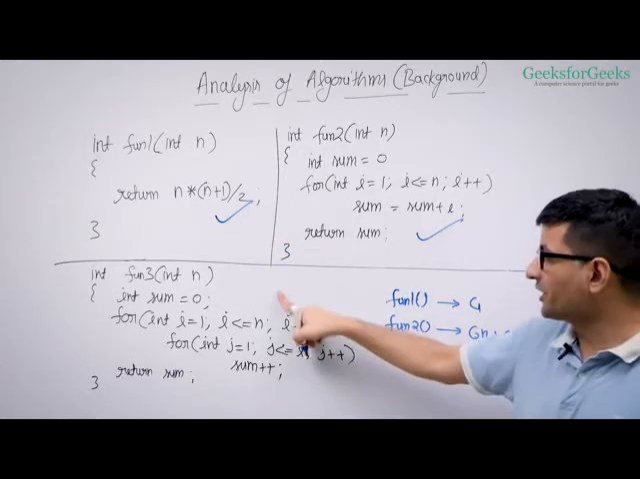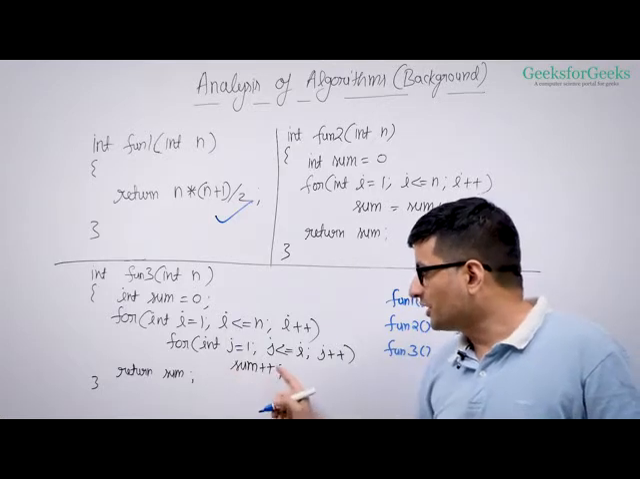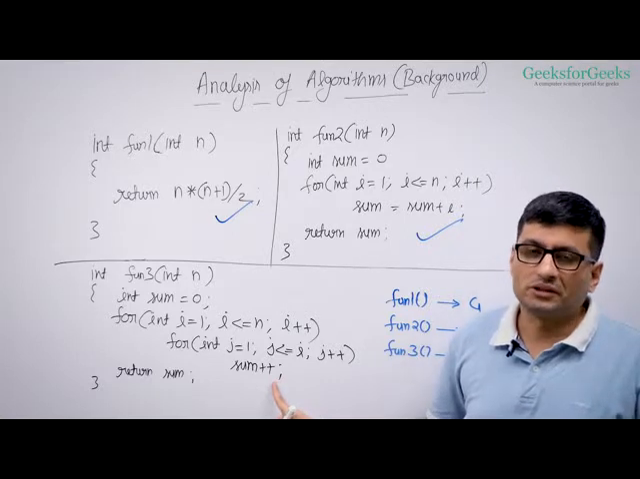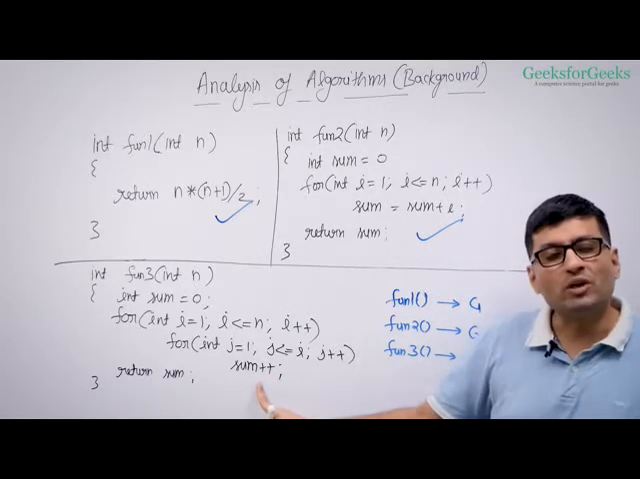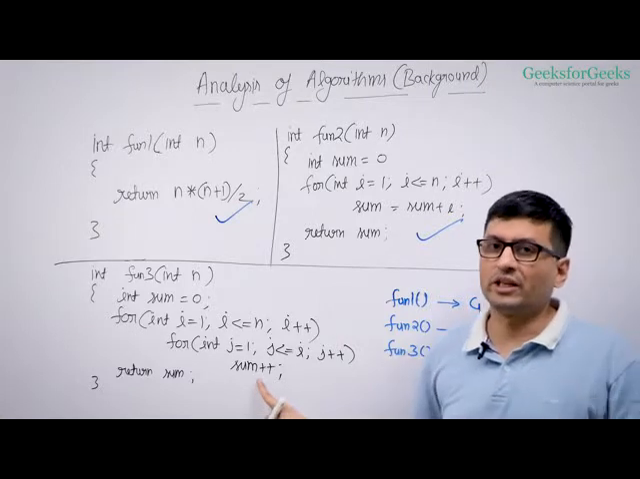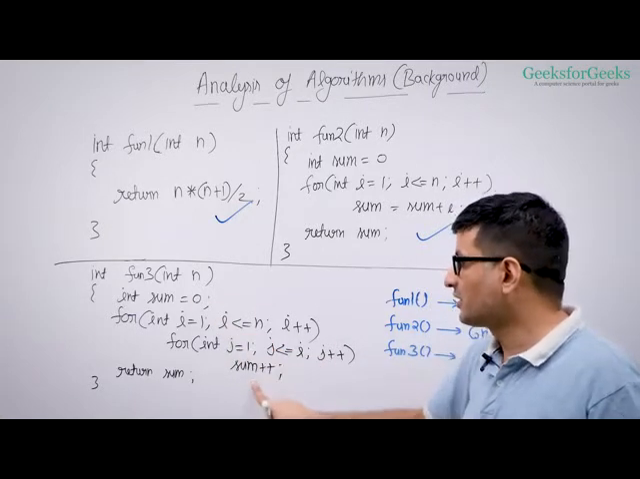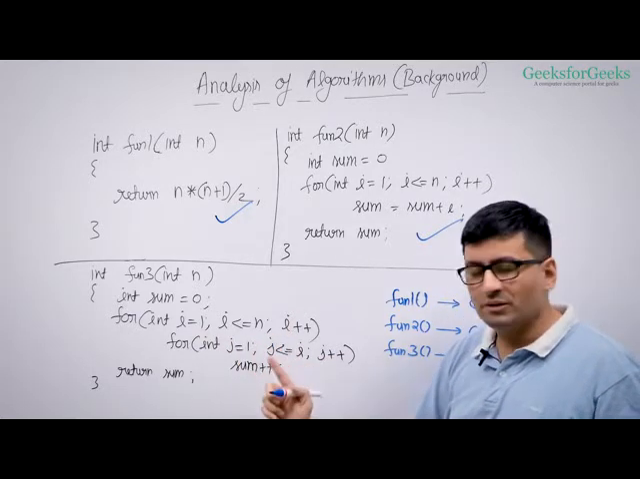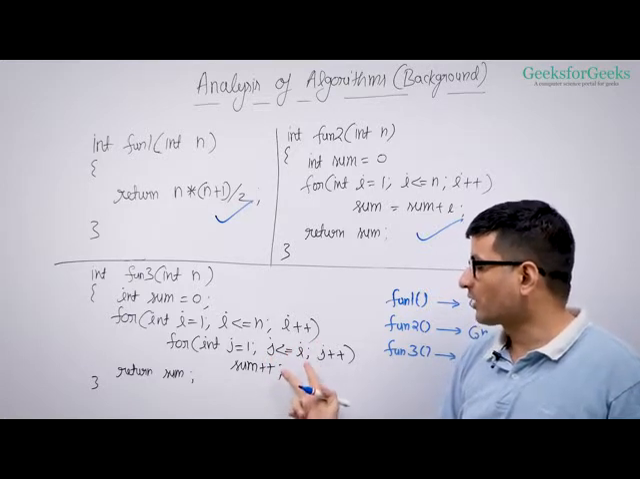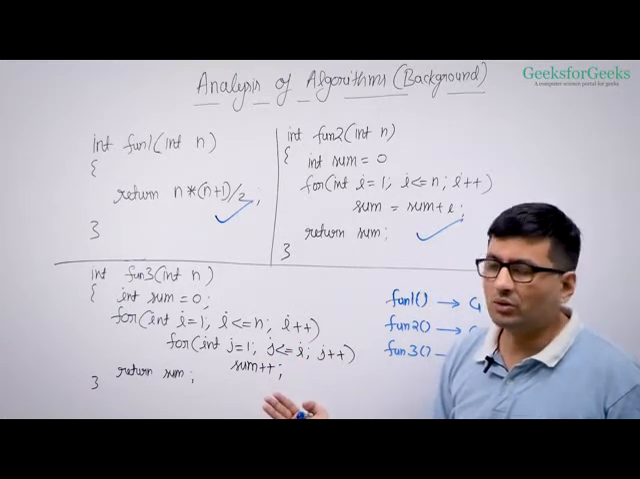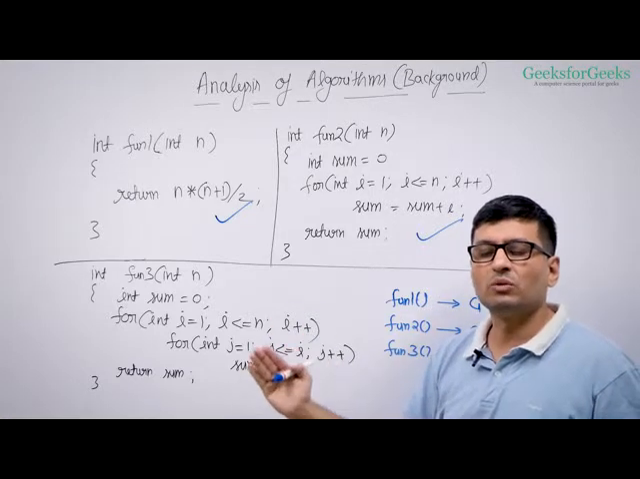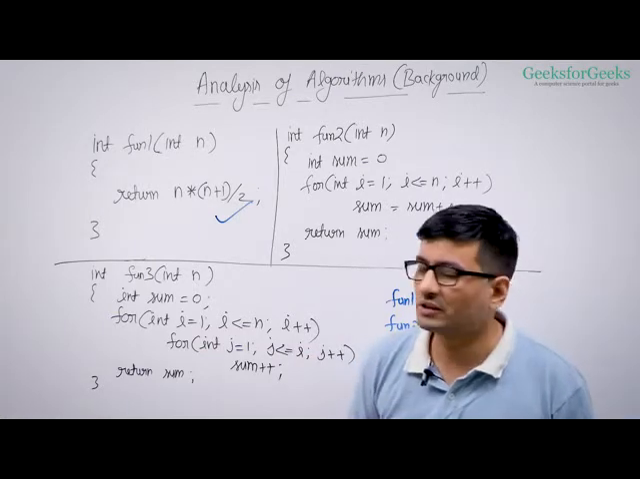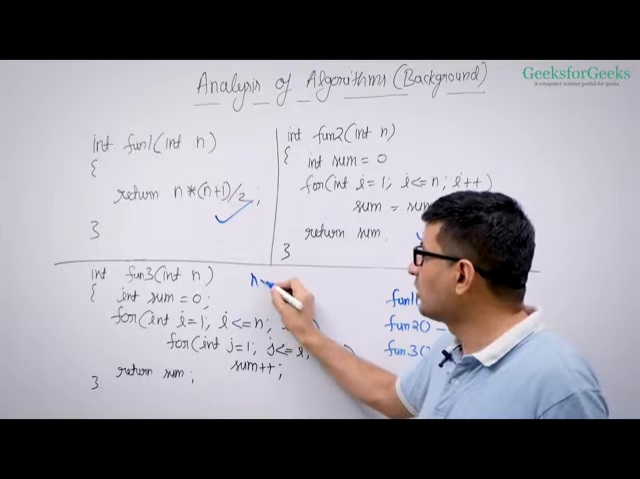Let us now see fun3. What happens in fun3? We have this sum plus plus operation that is going to happen how many times? It's going to happen n into n plus 1 by 2 times, because sum is going to get that value at the end, right? Sum is initialized as 0. You can also see that this inner loop will run 1 time for i equal to 1, 2 times for i equal to 2, 3 times for i equal to 3. So it's going to run 1 plus 2 plus 3 up to n, which is the sum of first n natural numbers. So you have an expression that runs n into n plus 1 by 2.